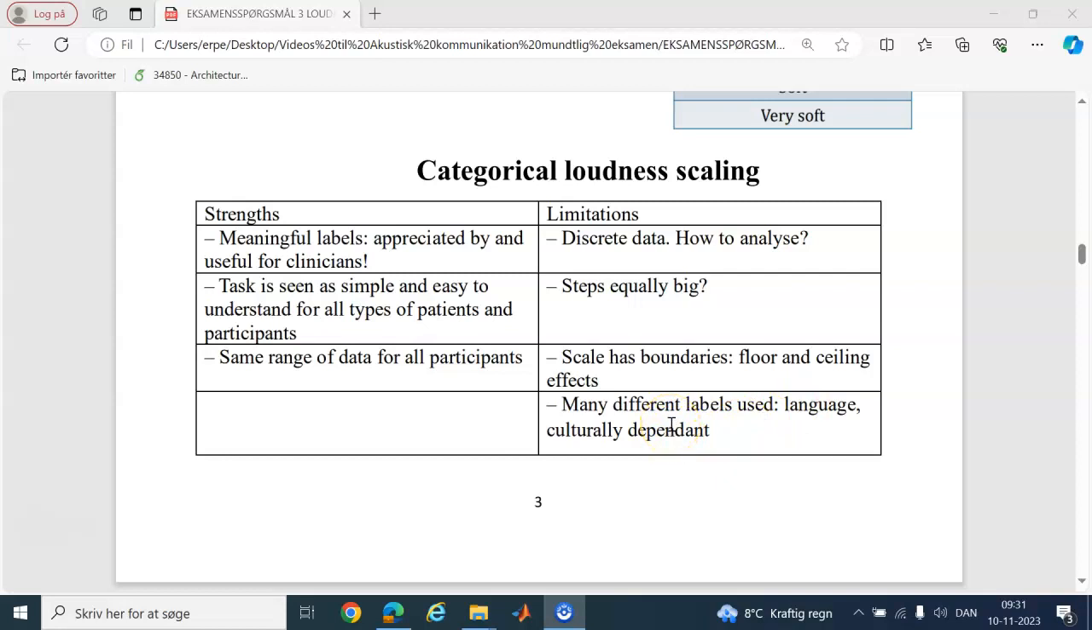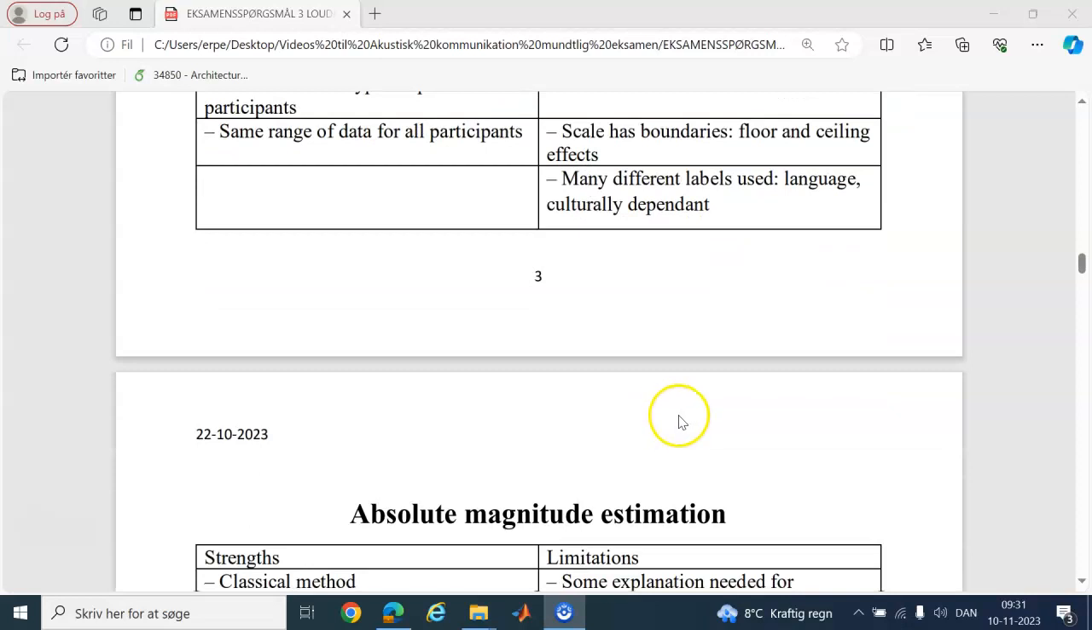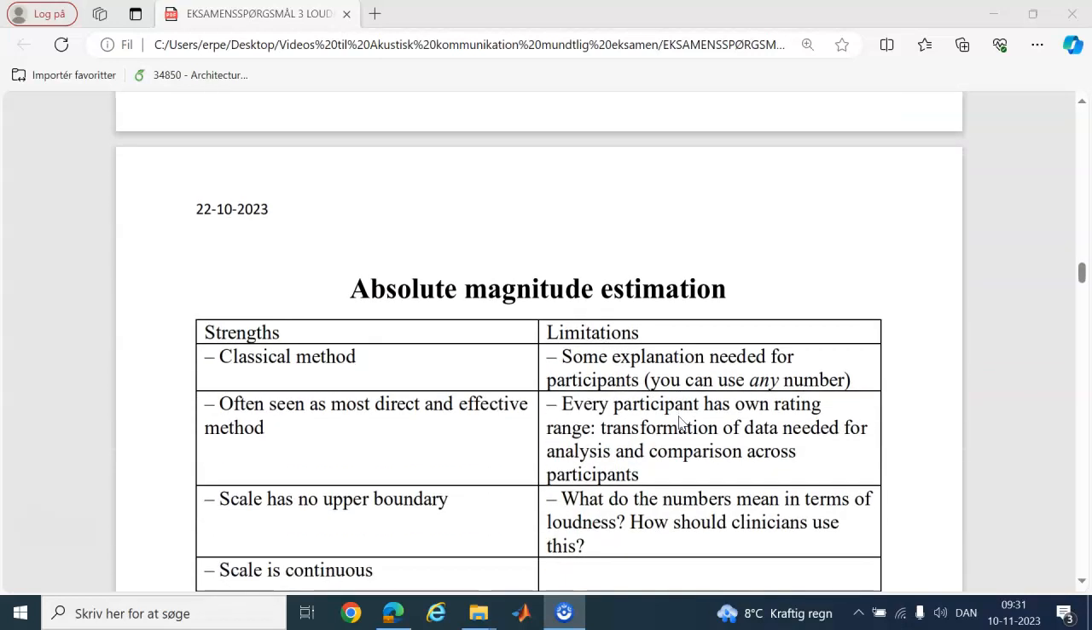So it's nice definitions. Clients understand it, but how to analyze the discrete data? Are the steps equally big?